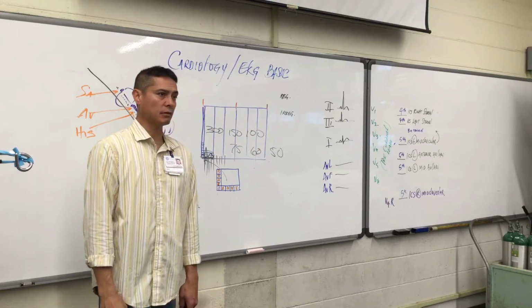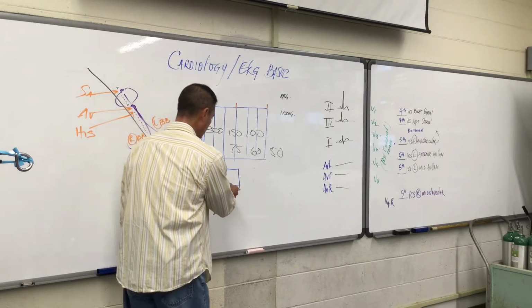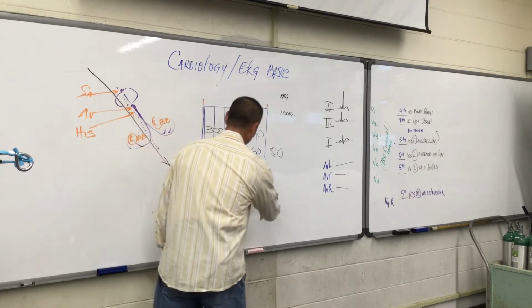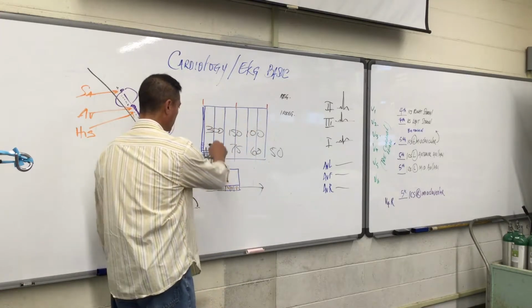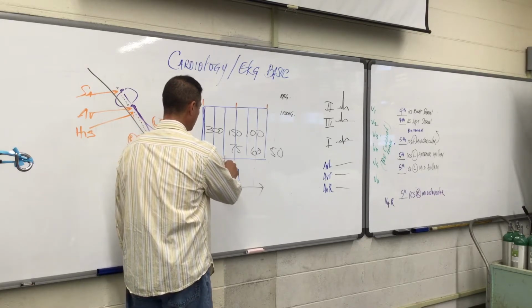75, 60, 50. We'll do this a little bit more in some EKG exercises. But this takes a little more concentration at this basic level to use the box method as you read across the EKG and you're looking at the QRS complex. So after the QRS complex is 300, 150, 100, 75, 60, 50.